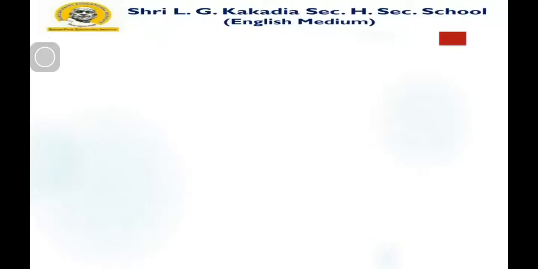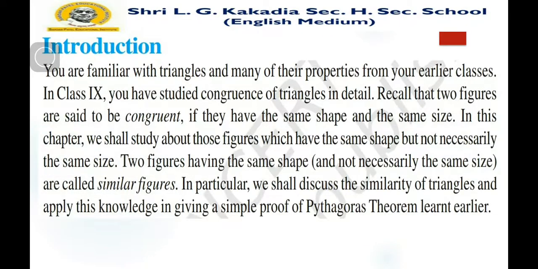Let us begin with the introduction. You have already studied, or you are familiar with, triangles and many other properties from your earlier classes. In class 9, you have studied congruence of triangles in detail. What is congruence? Recall that two figures are said to be congruent when they have the same shape and the same size, with the same sides.